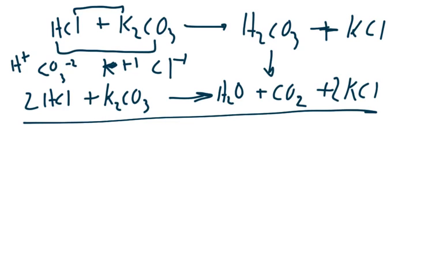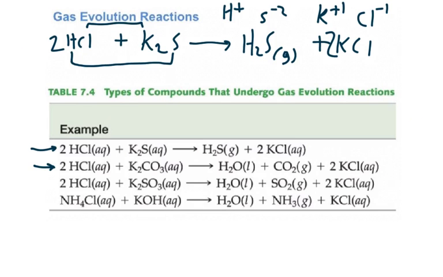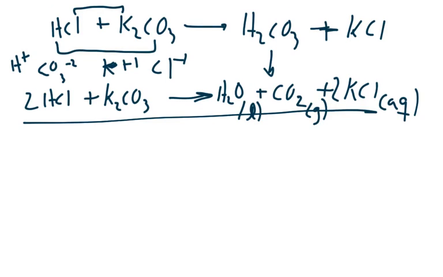And here's your gas. Right here, we know this is a liquid. We know this is your gas. And this one's aqueous because an alkali metal is present. So that would be one of the first examples. Now let's take a look here at another one of those gas evolutions. We're going to use HCl again. So I can do this right here. I'll do this underneath here.